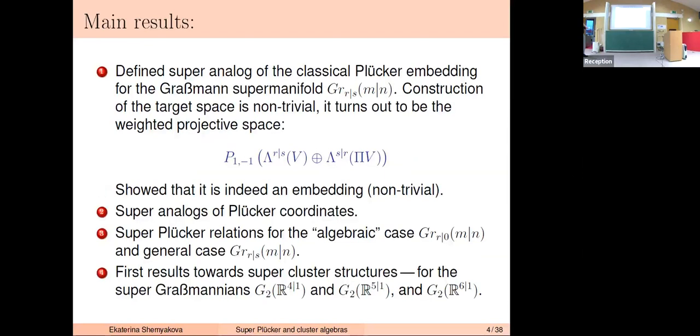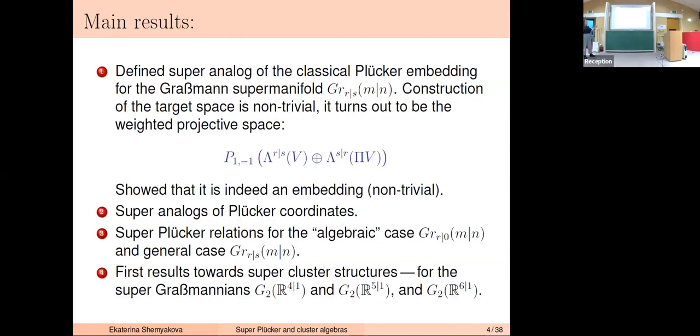So the main results: we constructed super analogs of Plucker embedding for the Grassmann supermanifold, of r|s planes in an m|n ambient space. One of the problems here was to figure out the target space, and instead of the usual projective space, that turns out to be necessarily a weighted projective space.